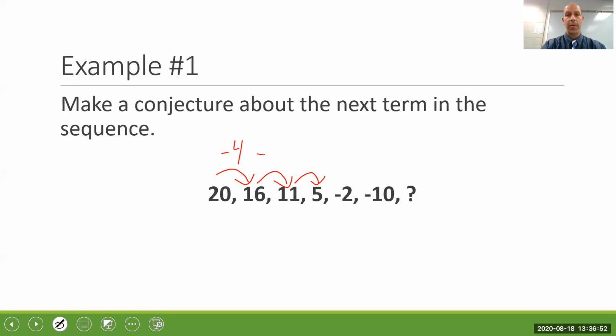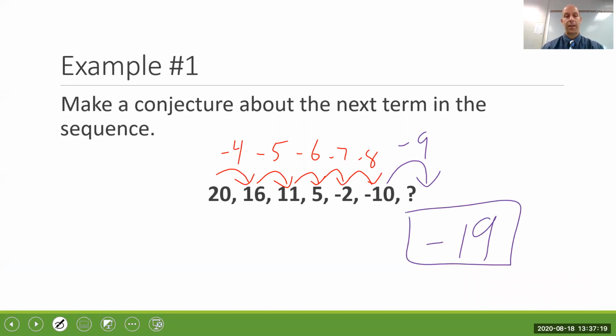16 to 11, that went down a little bit more. That one went down by 5. And then 11 going to 5, that's going down 6. And then 5 to -2, that's down 7. And then down 8. So I would conjecture that to get to the next one, I'm going to have to go down 9. So my educated guess is the answer is -19, based on the pattern.